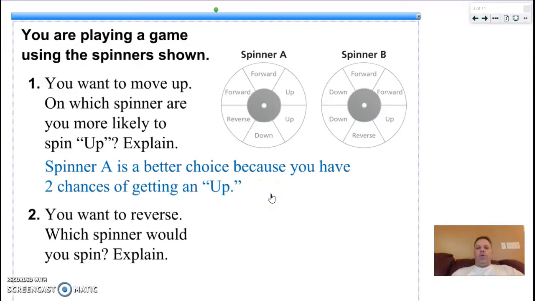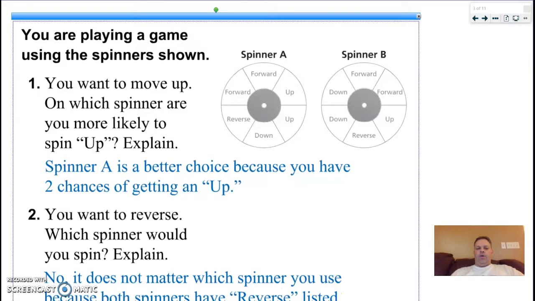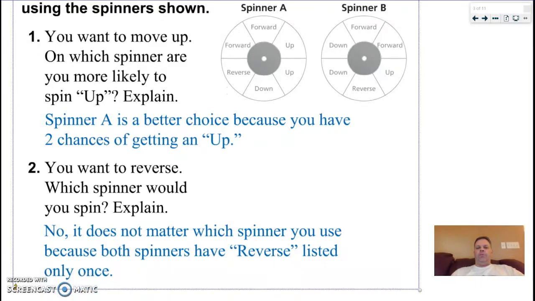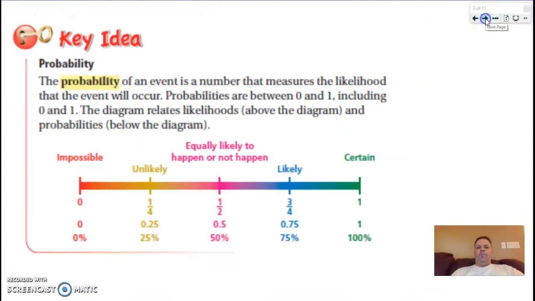Spinner A is a better choice because you have 2 chances of getting up to only 1 on spinner B. In example 2, you want to reverse. Which spinner would you choose? I see reverse here is 1. I see reverse there is 1. So it does not matter which spinner you use because both spinners only have reverse listed one time. They are equally likely.